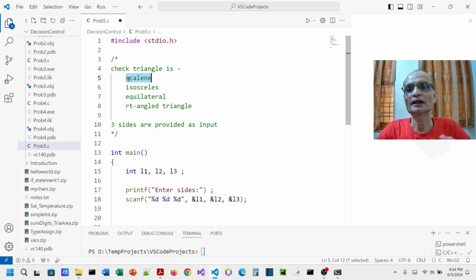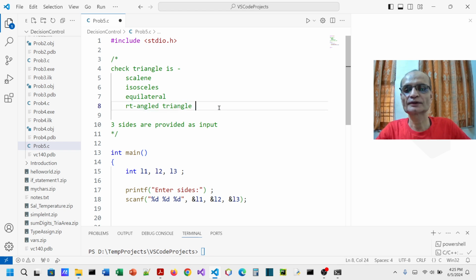That means L1 is not equal to L2, then L2 is not equal to L3, and L3 is also not equal to L1. That is a very easy way to do that. So for scalene, all the three sides are not equal. Here two sides are equal, and here all three sides are equal. And now the most tricky one here is the right angle triangle.